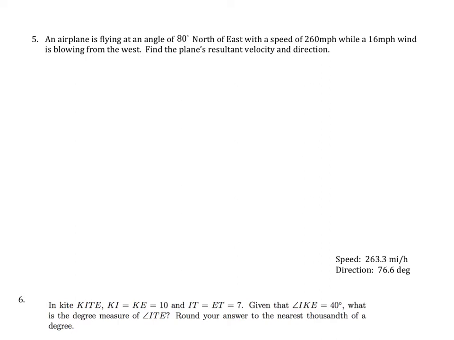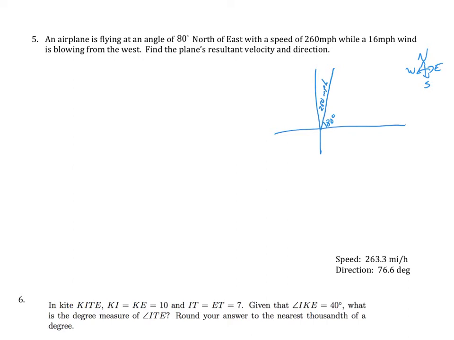So I'm going to go ahead and make a sketch of this situation. We know that an airplane is flying 80 degrees north of east. So north of east would be above the horizontal. I'll just put the directions here: north, south, east, west. So north of east at 80 degrees, and its speed is 260. I'll put that here, 260 miles per hour. And 80 degrees is like the angle of elevation for this problem.